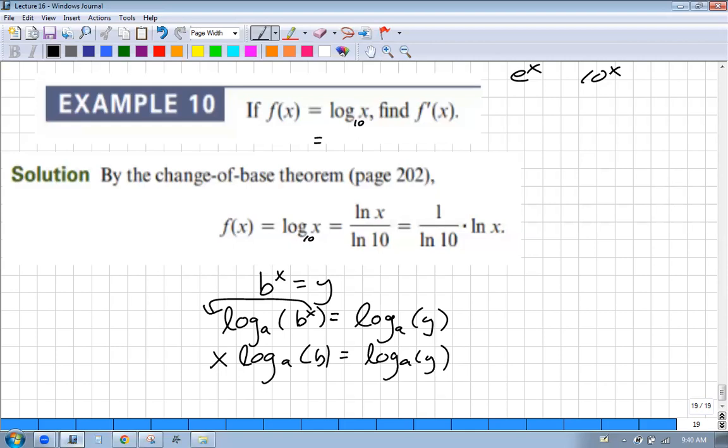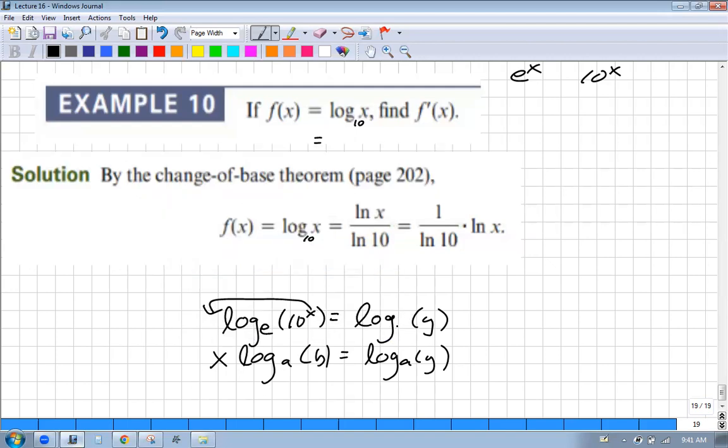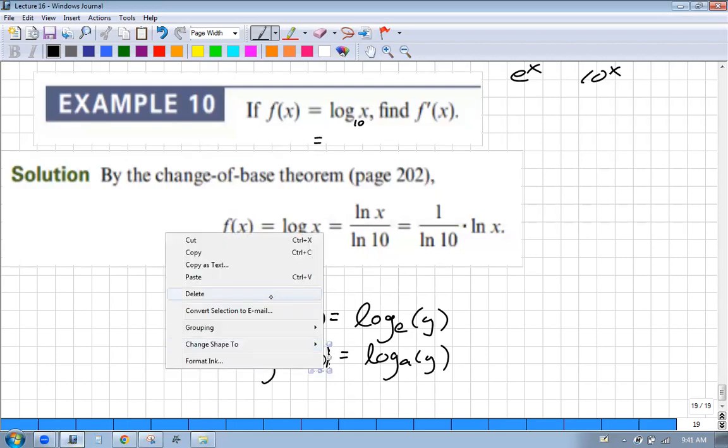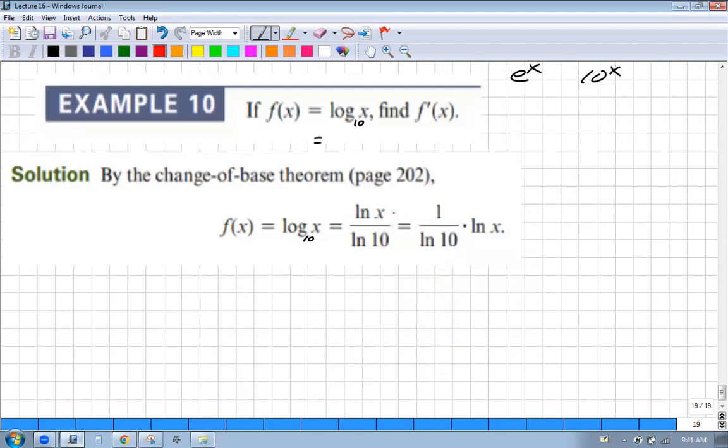Okay, so I'm trying to change base 10 to base e. So here this would be a 10, and this would be an e. I have 10, and I want to do a natural log. So the log base 10 of x. We'll just use our formula for now. I'll think about it and get back to you.